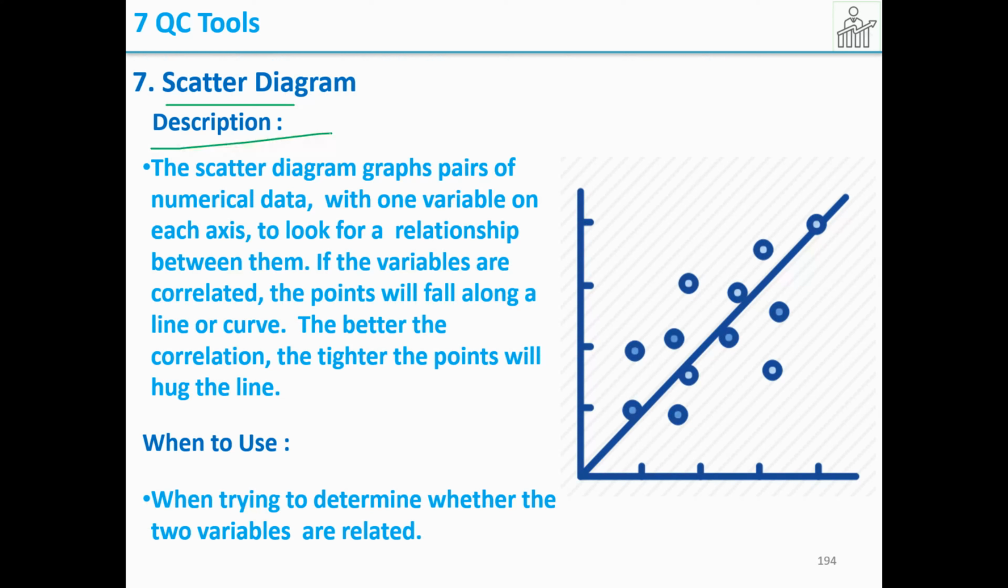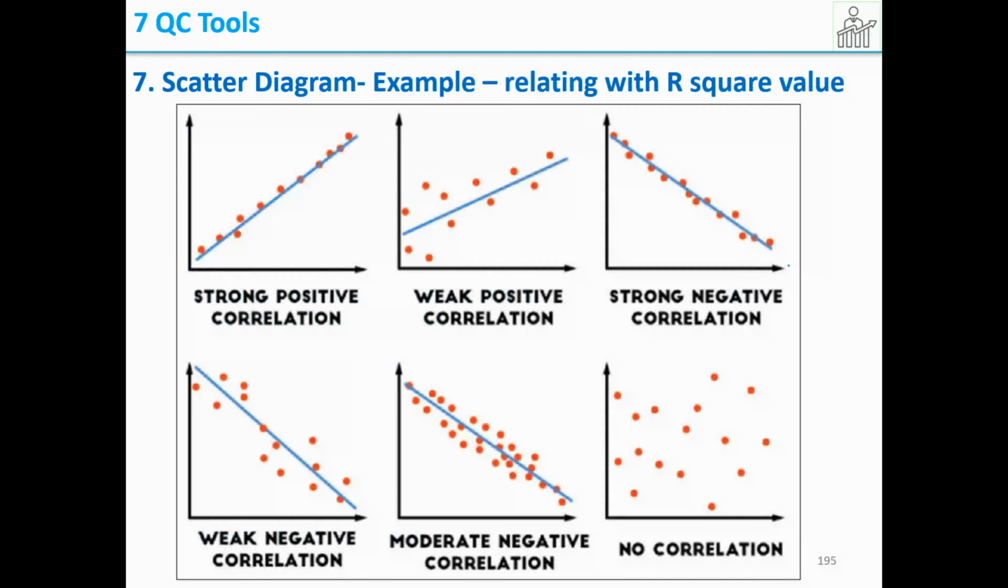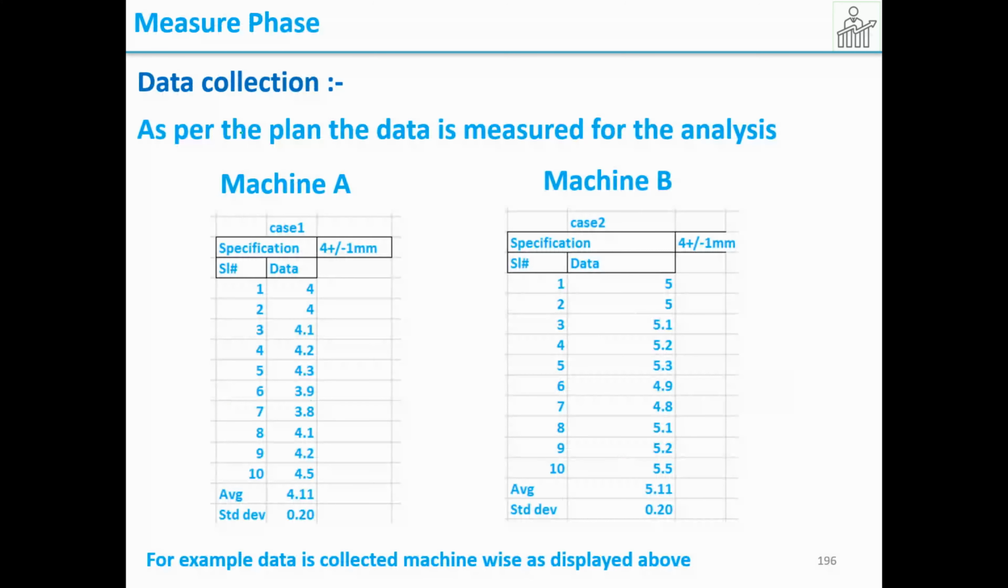Scatter diagram. Scatter diagram is nothing but the correlation that we have seen in the previous chapters. So there is a positive correlation, weak positive correlation, strong negative correlation, weak negative correlation, very strong, moderate negative correlation, and no correlation or scattered correlation.